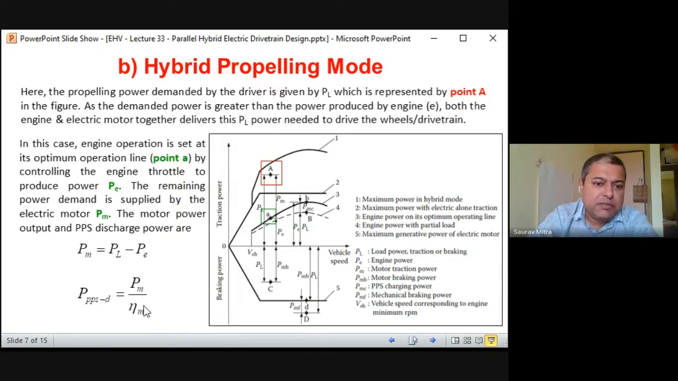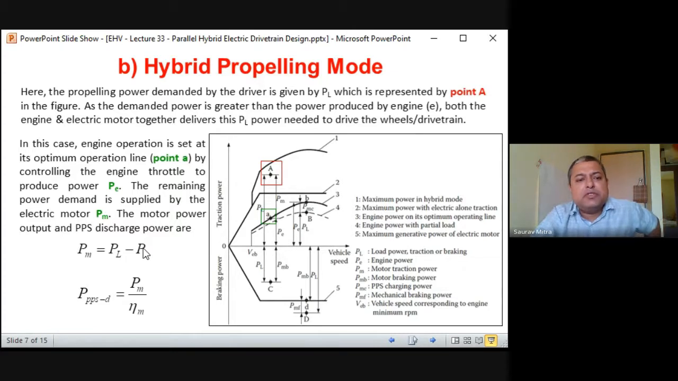Again, I told you that if PM is equal to 100 units and the motor is actually working with 90% efficiency, in that case PPS discharge will be 111 units. In that case only, PM will be 100 units, so that PM will be plugged here. And suppose PL is demanding 150 units, so PM produces 100 units, PE will be producing the remaining 50 units. If you understand it with the help of some numericals, it will be easier for you. So this is how it is.